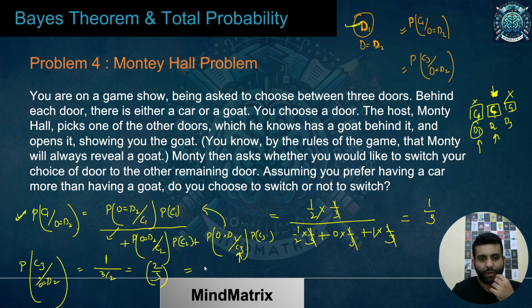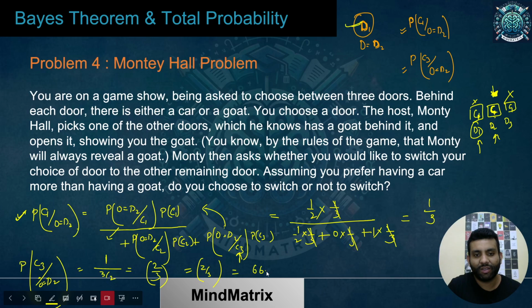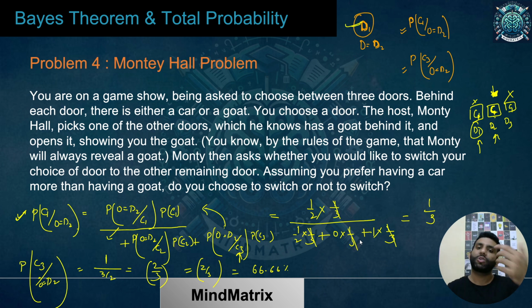So the thing is, if you chose door 1 initially and the host opens door D2, then the probability of having a car behind door 3 is higher. That is 66.66%. You can see. And the probability of having a car behind the door you have already chosen is 33.33%. That means 1 by 3. Okay, so this is the exact case. So you must be switching the door.